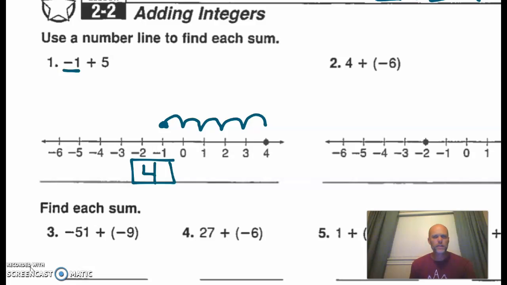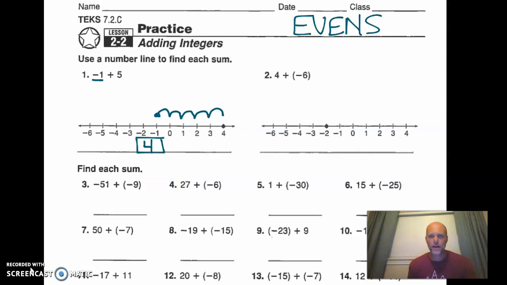I'm pretty sure it gives you the answer right there. I don't know why it has that dot on there. So I'm guessing the answer to number 2 is -2. Yeah, well, there's a free answer for you right there.